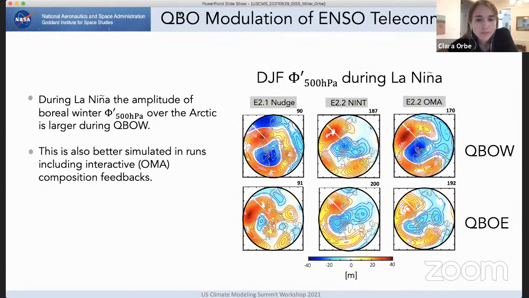So we can see a similar thing during La Nina, except now we have anomalous negative geopotential height during QBO West as compared to QBO East. And again, while in the non-interactive version of the model this difference is not statistically significant, we do see a much larger signal during QBO West in the interactive runs. The next slide, please.